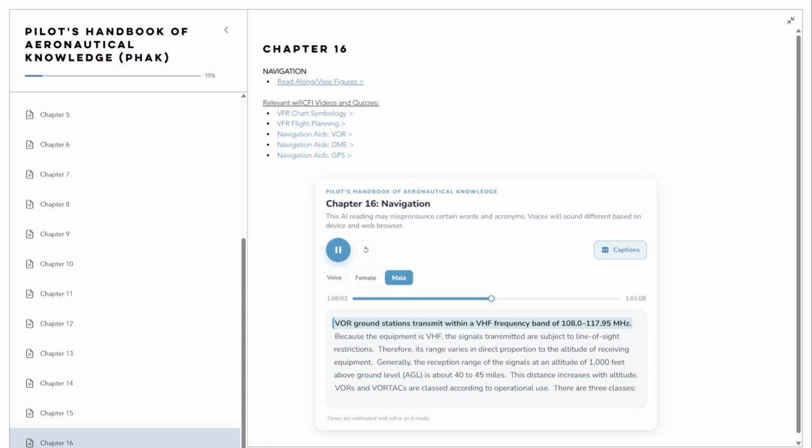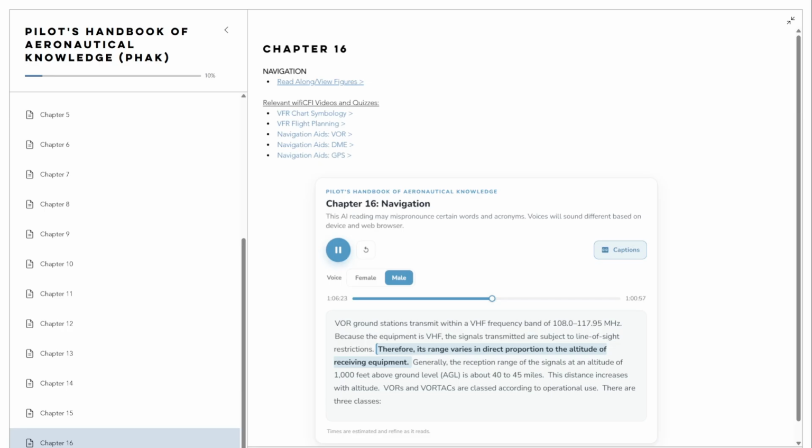VOR ground stations transmit within a VHF frequency band of 108.0 to 117.95 MHz. Because the equipment is VHF, the signals transmitted are subject to line-of-sight restrictions. Therefore, its range varies in direct proportion to the altitude of receiving equipment. Generally, the reception range of the signals at an altitude of 1,000 feet above ground level, AGL, is about 40 to 45 miles. This distance increases with altitude.